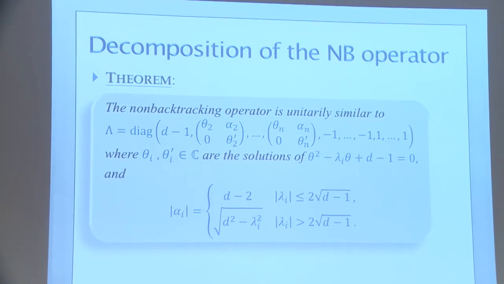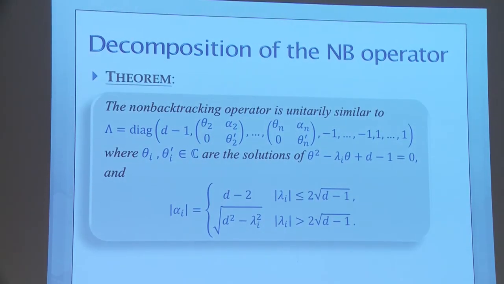We needed to decompose the operator and show that even though it's not normal, it's decomposable into 2x2 blocks. So it is unitarily similar to a block diagonal matrix whose block sizes are just 2. So even though they are not 1, so it's not a diagonal matrix, they are just 2x2. And they look like this.